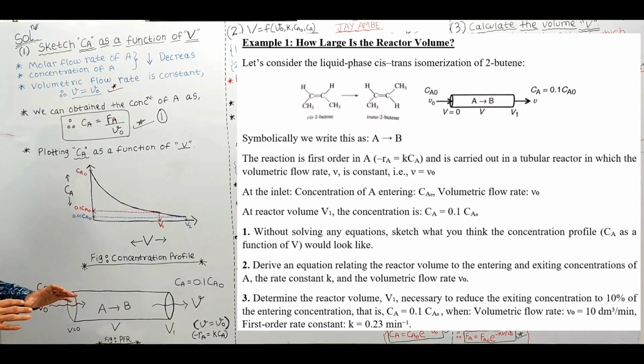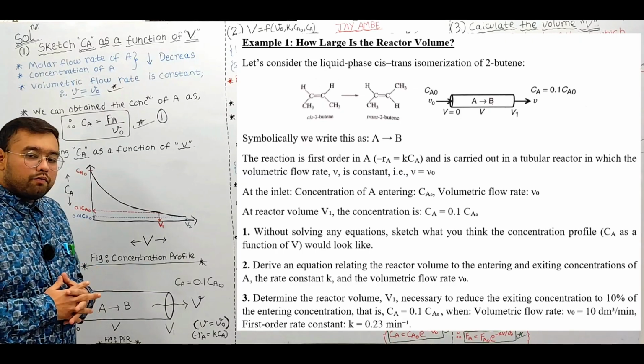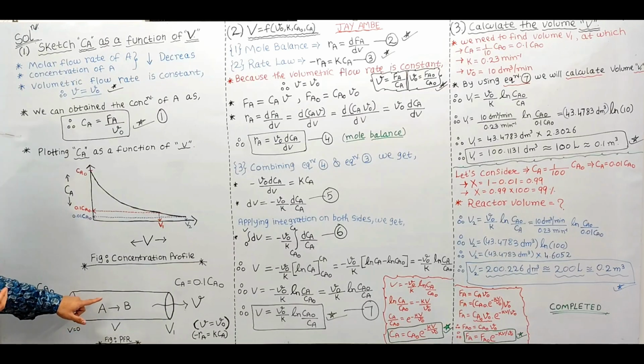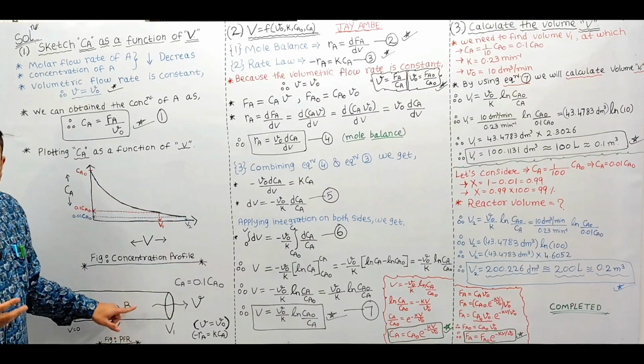So first of all, let's understand the question, right? By using the plug flow reactor, we are carrying out the cis-trans isomerization reaction where cis-2-butene is symbolized as A, which is the reactant. Cis-2-butene is converted into trans-2-butene, which is the product, symbolized as B, right? So the reaction is carried out in a plug flow reactor or tubular reactor, where the reactant A is getting transformed into the new product B.